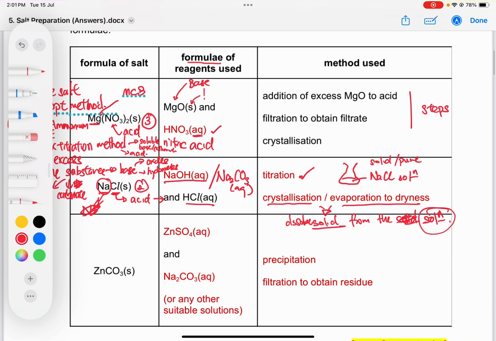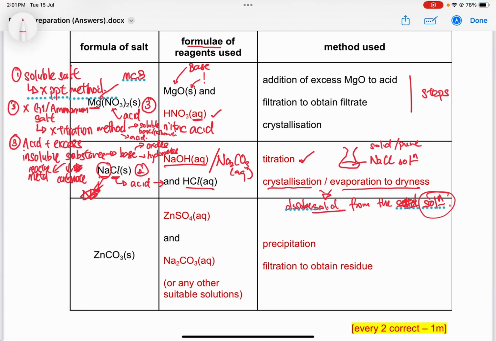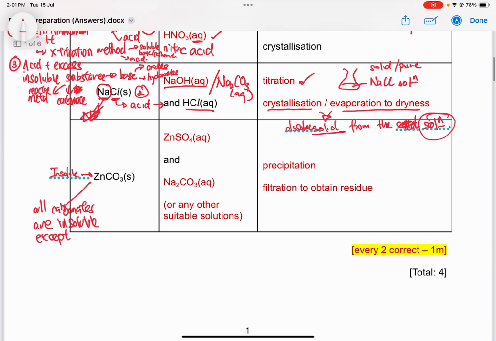The last one is zinc carbonate. For zinc carbonate, if you look through the steps, you realize that zinc carbonate is an insoluble salt. Why? Because all carbonates are insoluble except for group 1 carbonates or ammonium carbonates.